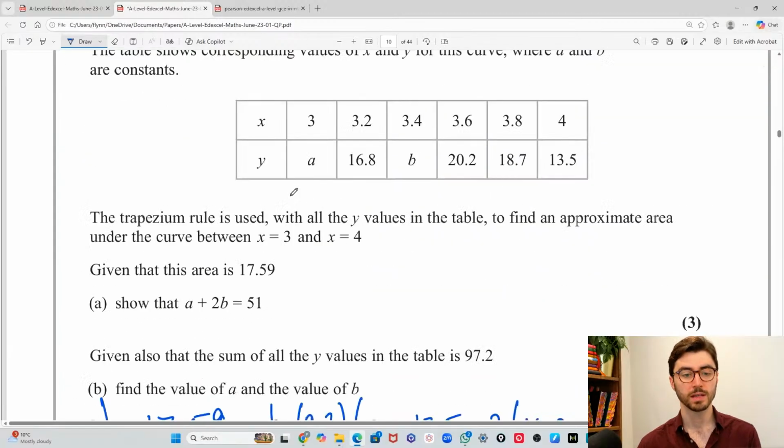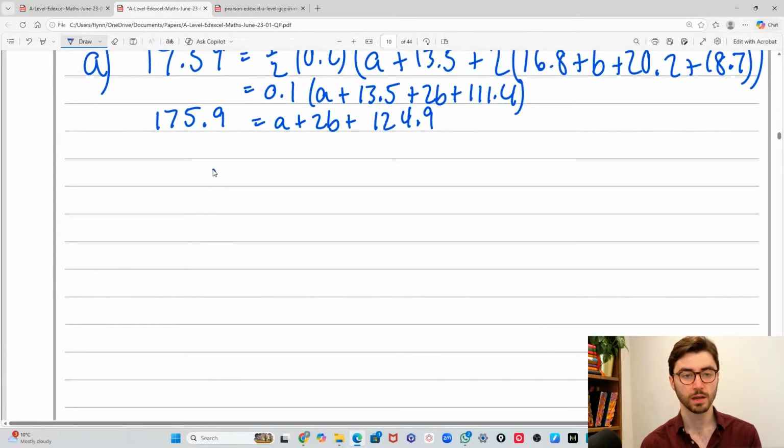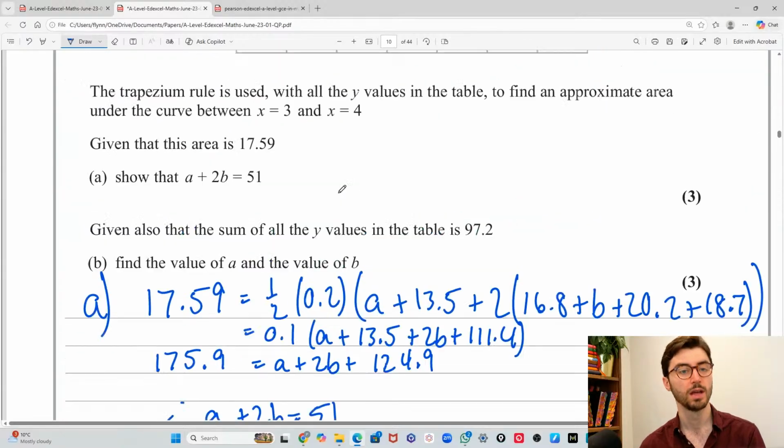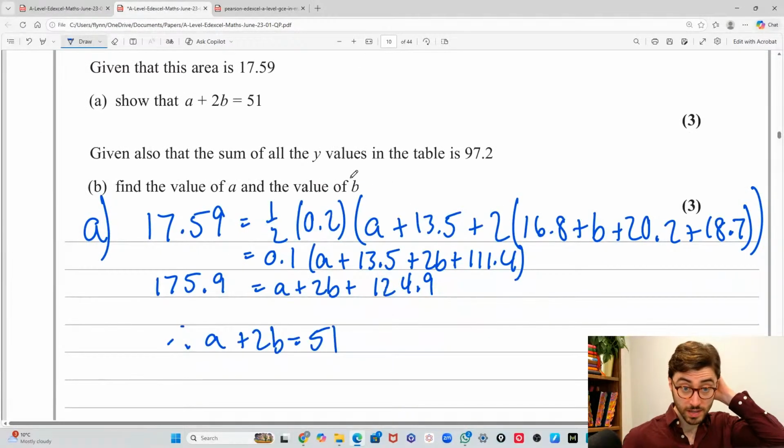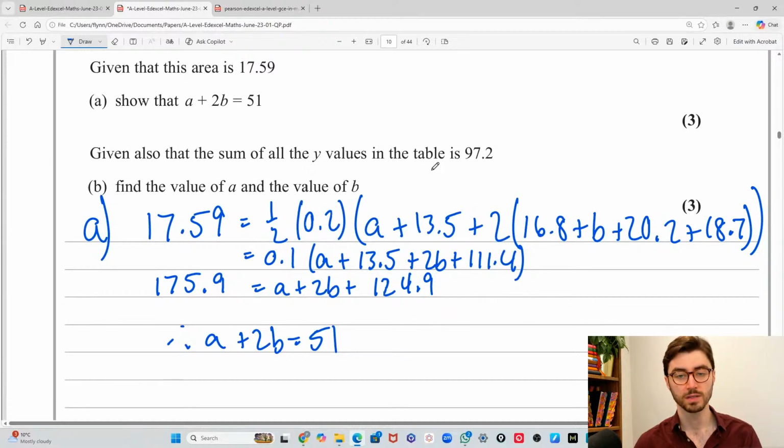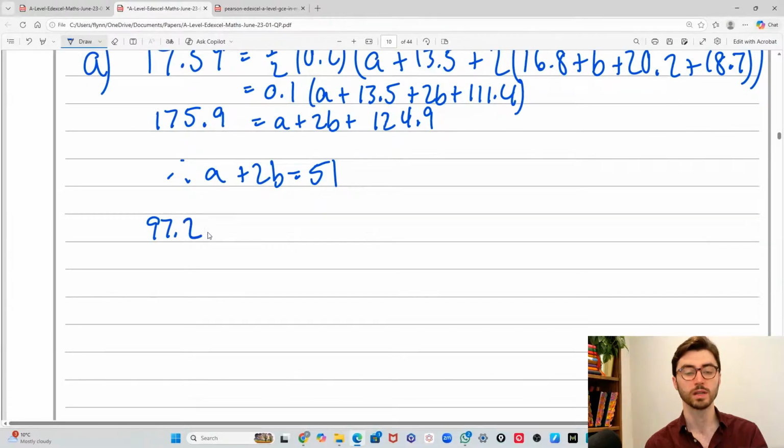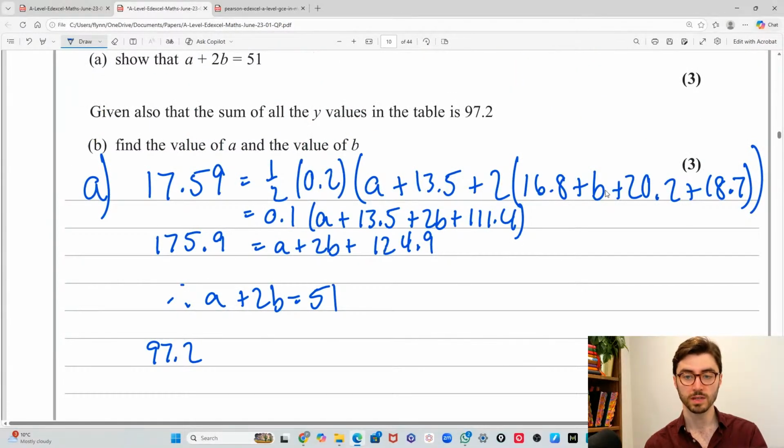And then that means that a plus 2b is equal to 175.9 minus 124.9, which is the 51 we were looking for. Perfection. So given also that the sum of all the y values in the table is 97.2, this is just setting up simultaneous equations. So that means that 97.2 is equal to the sum of these y values. It's a plus 13.5 plus 16.8 plus b plus 20.2 plus 18.7.